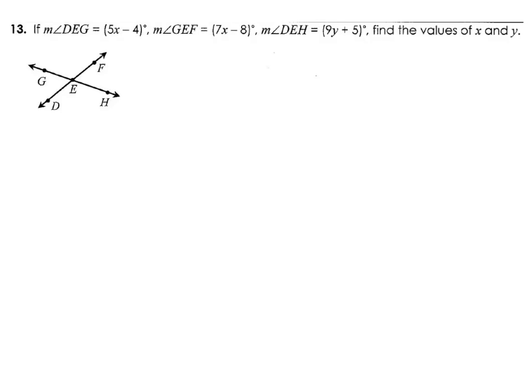Alright, number 13. Number 13 is asking us to find the values of x and y. We know that the measure of DEG, which is this angle right here, is equal to 5x minus 4. We know that the measure of GEF, which is this angle right here, equals 7x minus 8. And then we know that the measure of DEH, which is this angle right here, equals 9y plus 5.